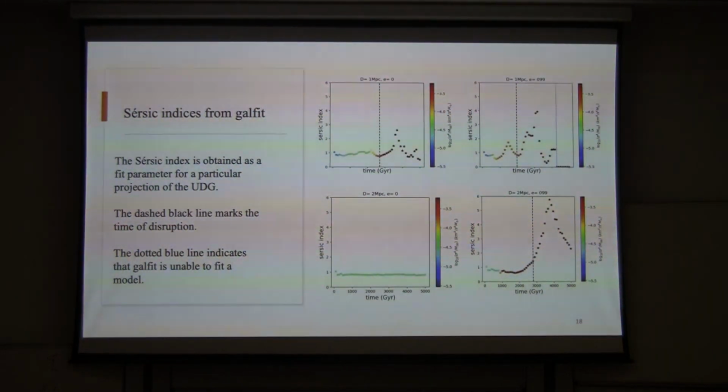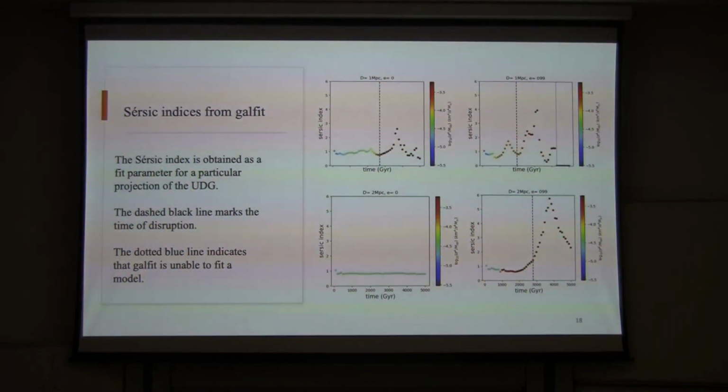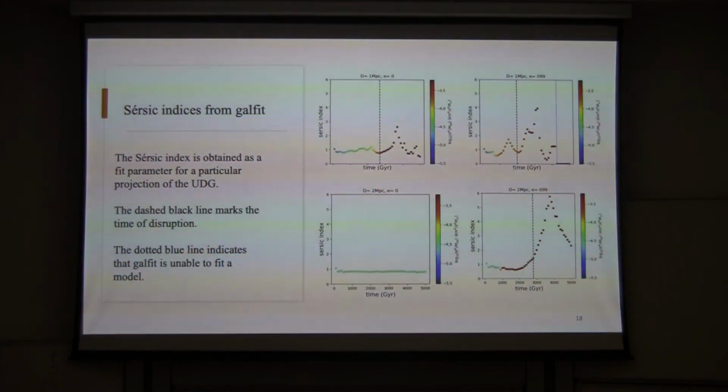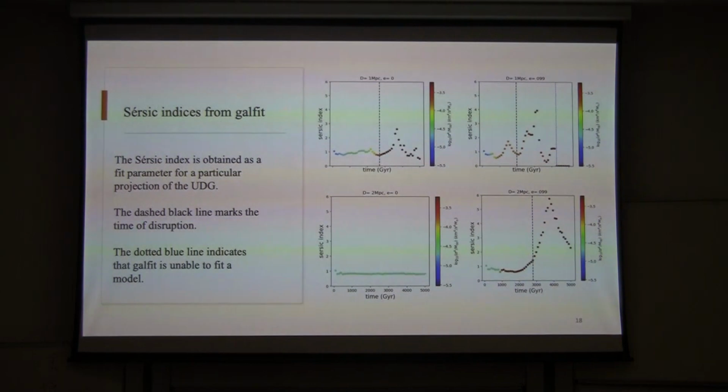Once we have all the data, we generate images and feed them to Galfit. From Galfit we get the Sersic index, aspect ratio, effective radii, and I think position angle. So we get four parameters as our fits, and we take the Sersic index and plot it. We have done 36 simulations or 39. I'm just showing the extreme cases that we have.